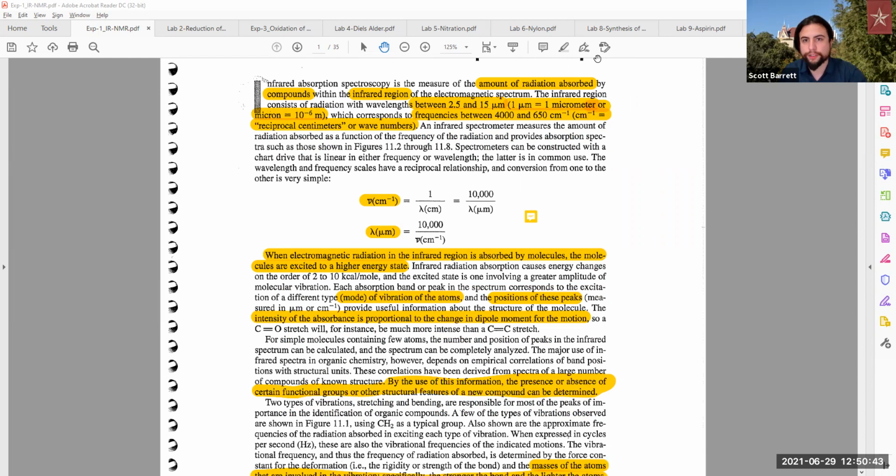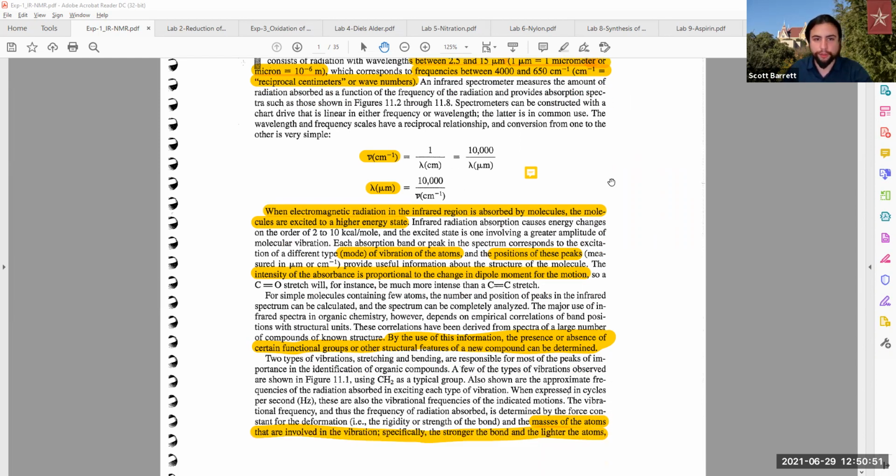So with regards to reviewing the lab manual, make sure that you understand the background theory behind it. I'm not going to overview everything. The main thing that I saw looking through here that I wanted to point out was that the relative intensity of absorbance is proportional to the change in the dipole moment for the motion, if you were looking at, for instance, a carbonyl stretch versus an alkene stretch.